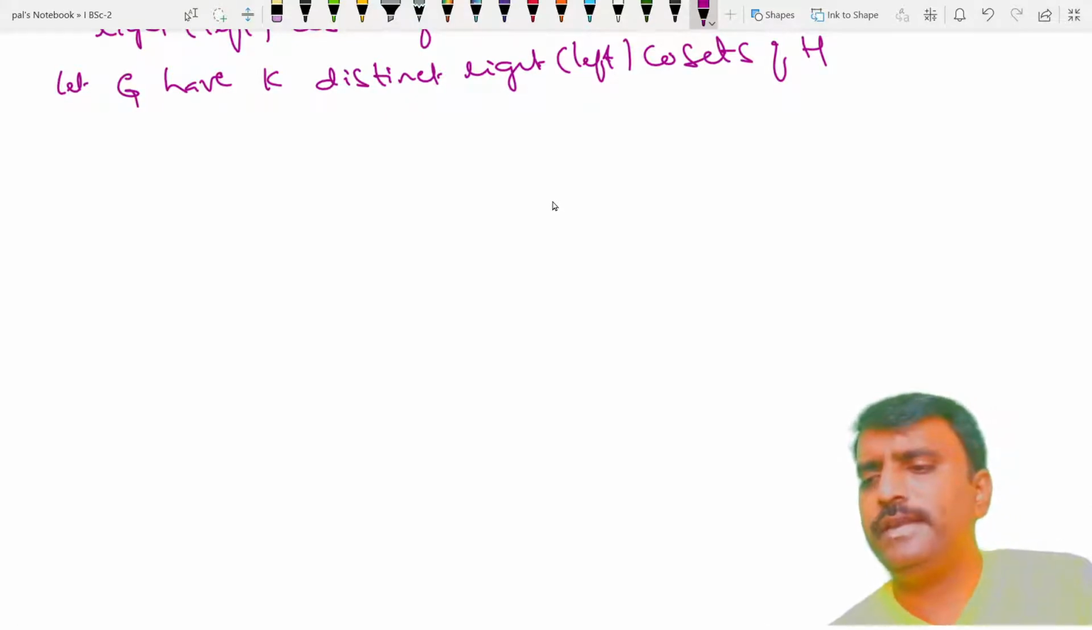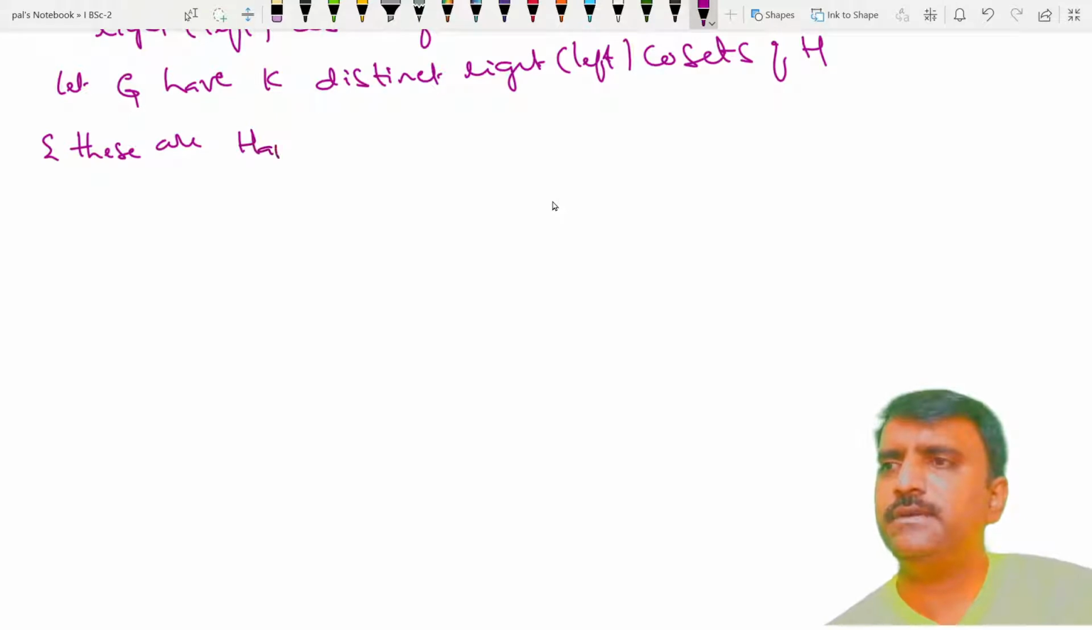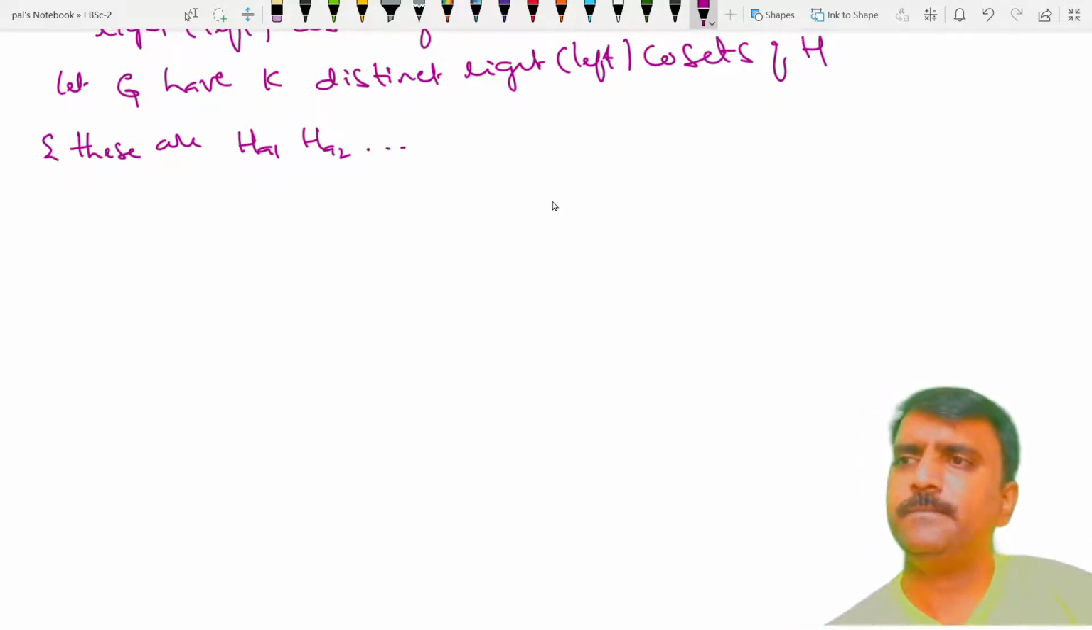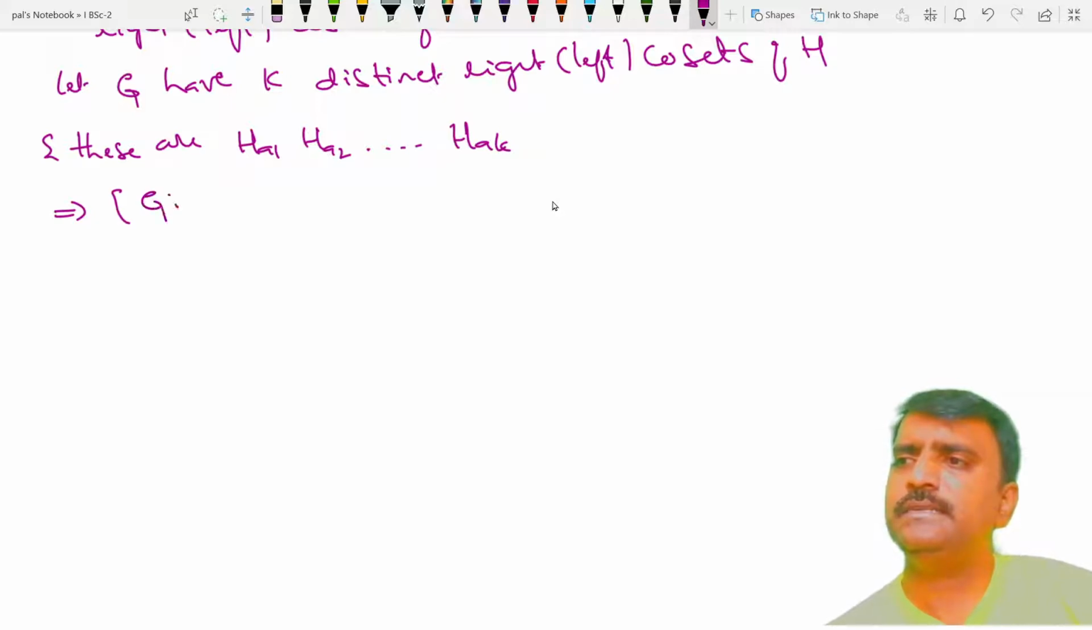Okay, so we have taken k right cosets. And these are HA1, HA2, and so on up to HAK, which implies that the index of H in G, now state the definition, the index of H in G is equal to k. It consists of k distinct cosets.